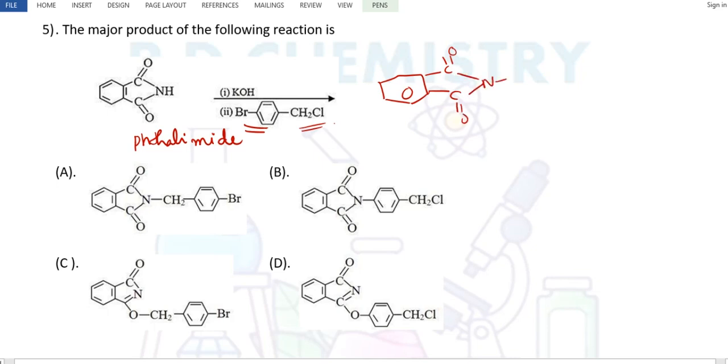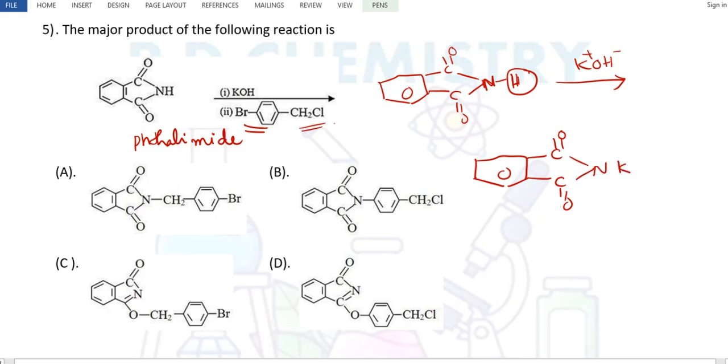Then NH. Okay. Nitrogen attached to the hydrogen. This hydrogen is acidic enough to be removed by the KOH base, K plus OH minus. Therefore, we get the benzene ring attached to C double bond O, C double bond O, then N and K. The potassium salt is formed, N minus K plus. Side product is water. So this is the potassium phthalimide we get. See here, nitrogen has a negative charge, so it is a nucleophile. Okay, nucleophile. In the Gabriel phthalimide synthesis, we make use of alkyl halide.